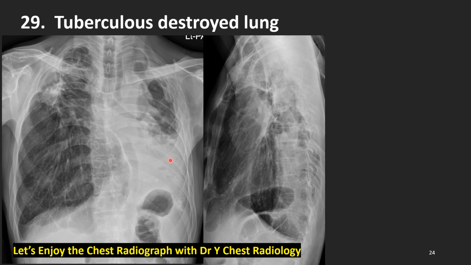Small left hemithorax with hypertrophied ribs with smaller intercostal spaces. Heart is hidden here in the collapsed left lung. On lateral film, the lung is herniated in anterior side. This is what we used to say commonly, just say destroyed lung of tuberculosis.